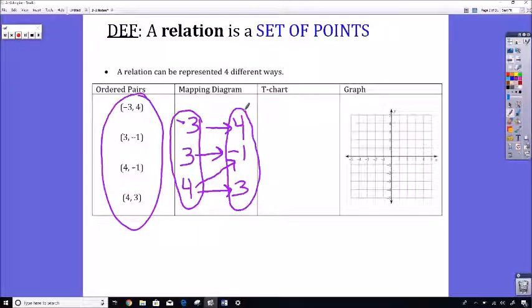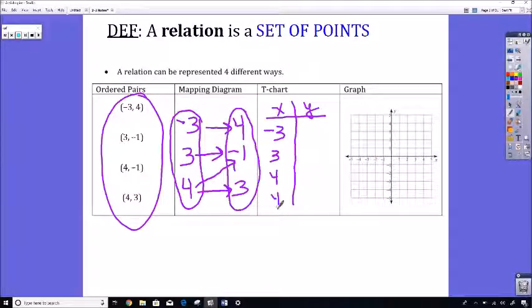Now we can also use a T-chart. Sometimes I call it a T-bar because it looks like a little T, or a cross if you want. We have the x values, we have the y values. And here we're going to list everything, even those that repeat. So we have a negative 3, we have a 3, we have a 4, and we have another 4.